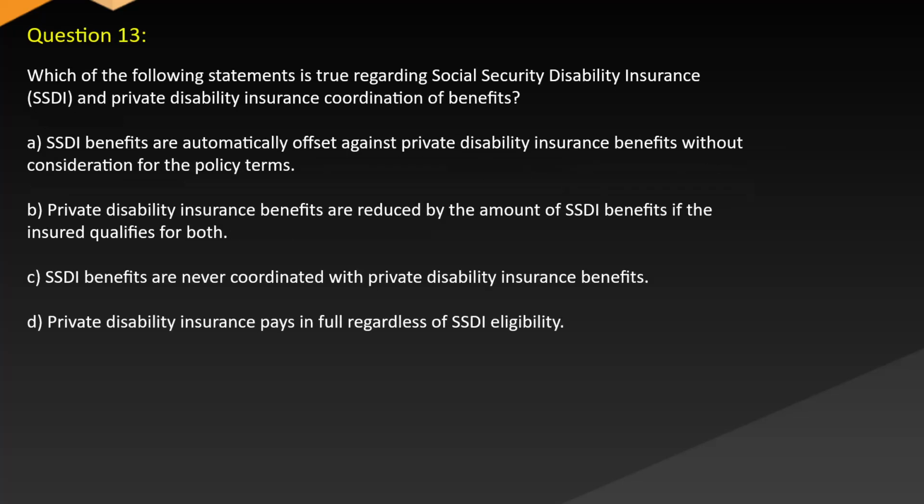Question 13. Which of the following statements is true regarding Social Security Disability Insurance (SSDI) and private disability insurance coordination of benefits? A. SSDI benefits are automatically offset against private disability insurance benefits without consideration for the policy terms. B. Private disability insurance benefits are reduced by the amount of SSDI benefits if the insured qualifies for both. C. SSDI benefits are never coordinated with private disability insurance benefits. D. Private disability insurance pays in full regardless of SSDI eligibility.